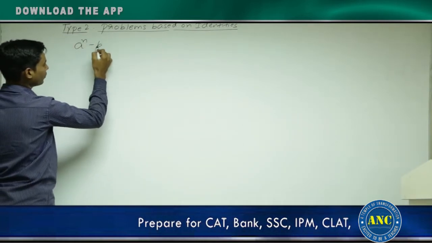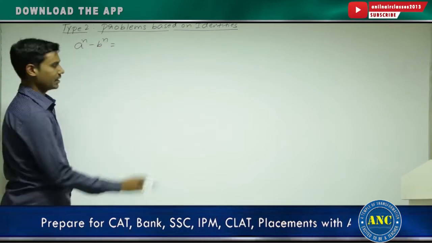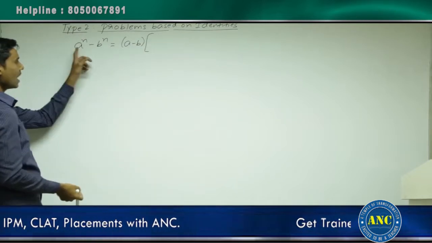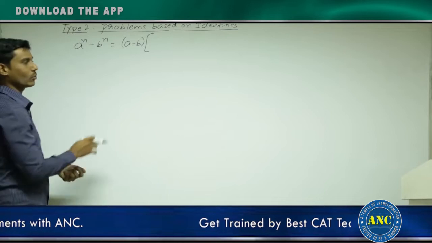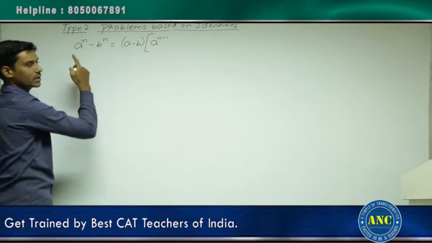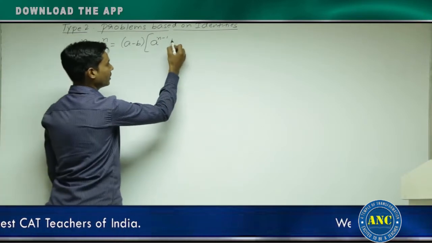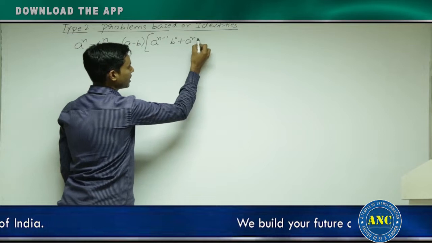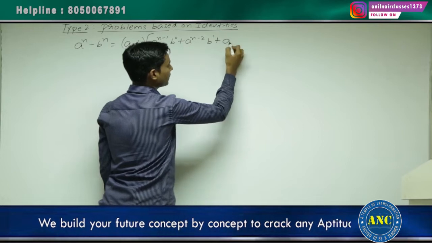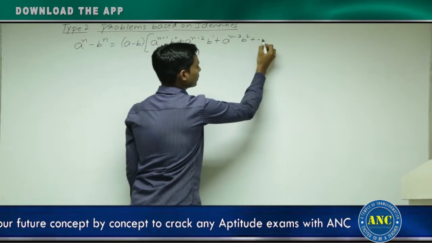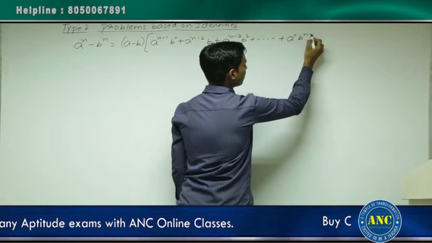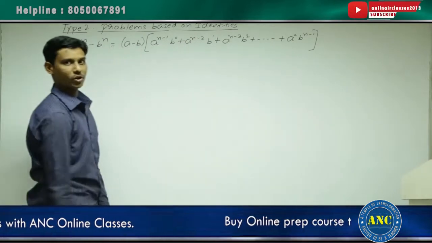formulas. See here. Suppose a power n minus b power n. It is given by (a minus b) into. If you see here, I should get a power n, but I got a power 1 here. So it should be n minus 1. A power n minus 1. A into a power n minus 1 is a power n only. Right? a power n minus 1 into b power 0 plus a power n minus 2 into b power 1 plus a power n minus 3 into b power 2, and it continues. The last term is a power 0 b power n minus 1.